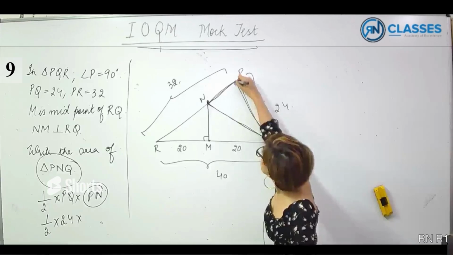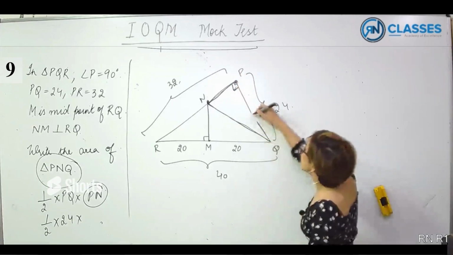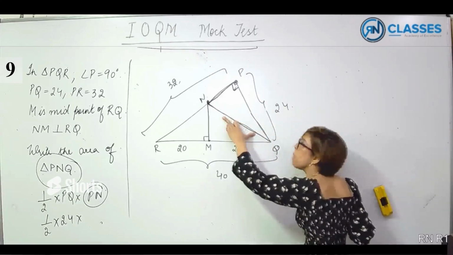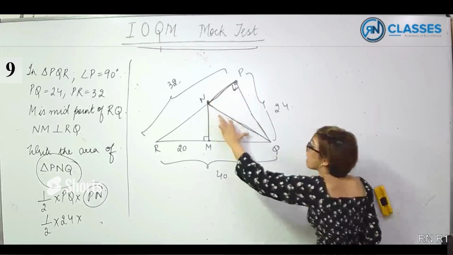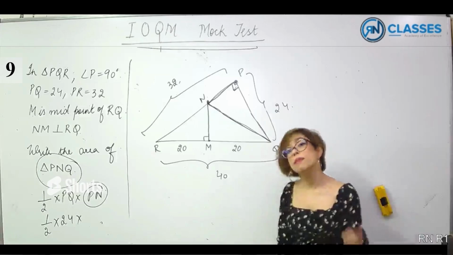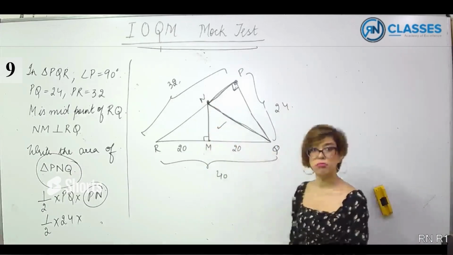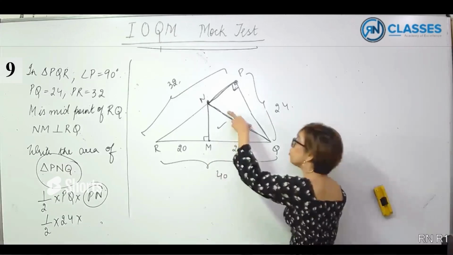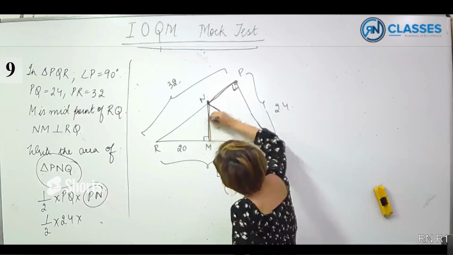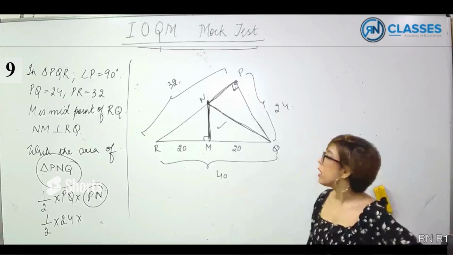In order to find out this one, I know that this is a right triangle. Right? That means if somehow I get to know this side using Pythagoras theorem, I can find out this one. That means I want NQ now. Mind it, NQ is also involved in some other right angle triangle, which is this one. Right? If I want to find out this value, this already I know, that means I want to know NM. Right?